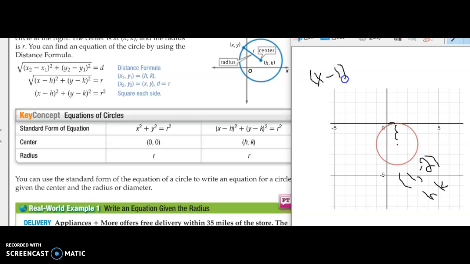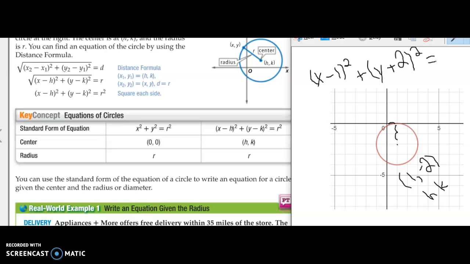Close the parentheses, square it, plus y minus the k value. Well, since the k value is -2, that's going to end up being a double negative, so that's just going to end up being y plus 2. Close parentheses, square it, and it's going to equal the radius squared.